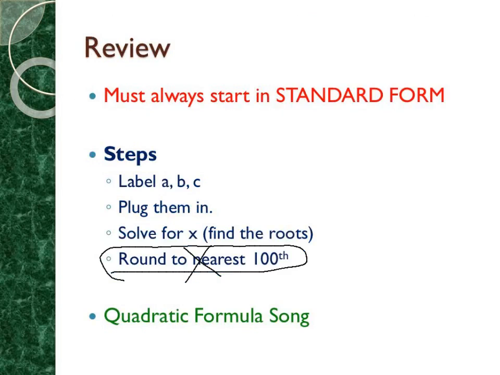So in review, our equations must always begin in standard form. We have the following steps for solving these equations. One, we label our a, b, and c values once they are in standard form. We plug these into our quadratic formula equation. Then we solve for x to find our root values. For this one, we are not going to round to the nearest hundredth, but leave them in simplest terms.